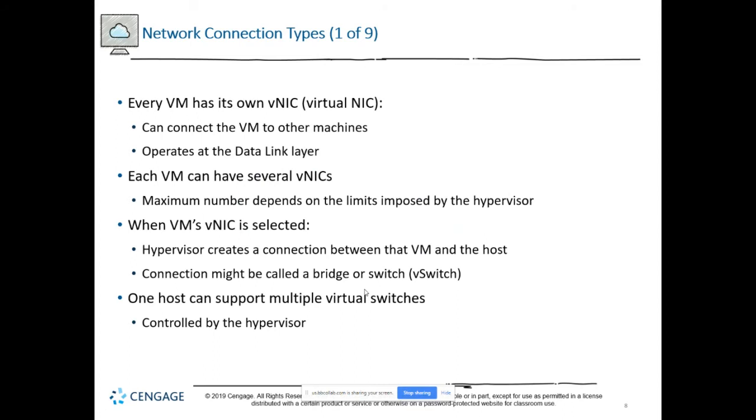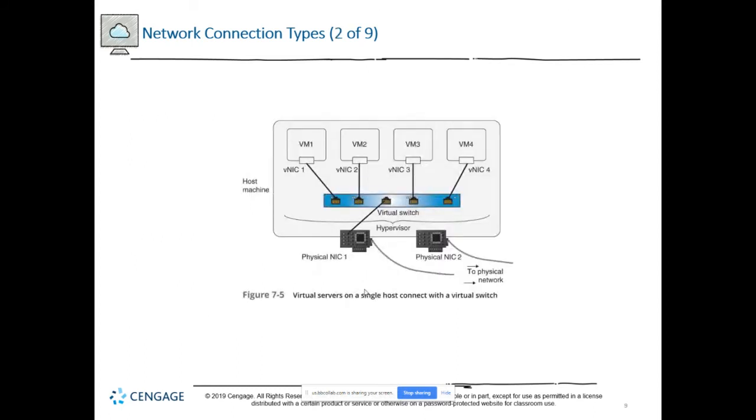All right, so the hypervisor creates a connection between the VM and the host, and the connection is said to be bridged or switched. You'll hear a lot of talk about virtual switches, and we'll go here. So here's a picture that shows our box, the host machine, and it's got 4 VMs. And it has what's called a virtual switch on the hypervisor. And then this virtual switch has a connection to the physical network card 1. So all these machines now have access to the network off of network card 1.